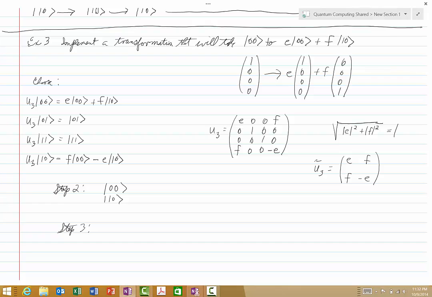And so we need to figure out first on which qubit U3 tilde will act, and it's acting on the first one because that's what's changing. And we want it to act on that only when the second qubit is equal to 0.